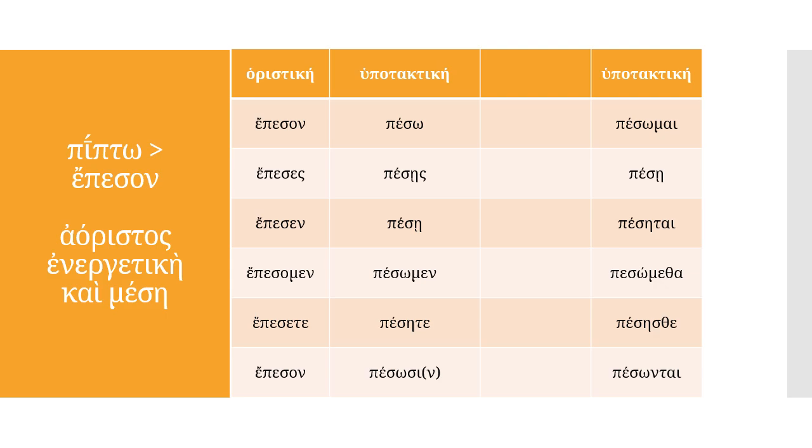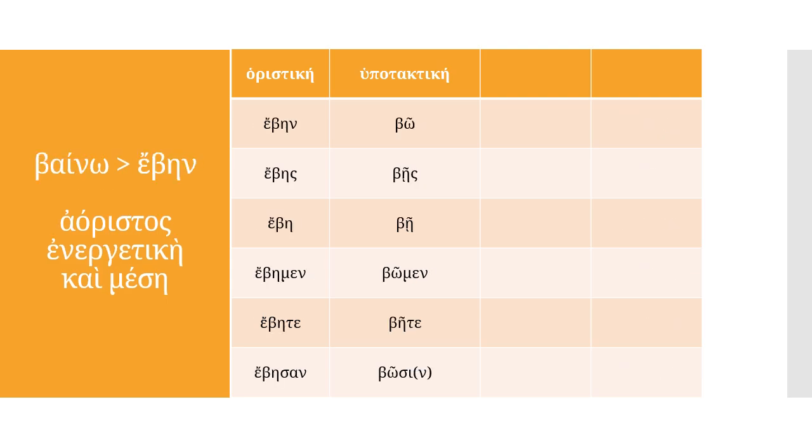When we come to a verb where the aoristos has a total stem change, pipto becomes epeson. Just as we keep the different stem and use primary endings, for example, epeson, epeses, epesen, epesomen, epesete, epesan, we keep the same aorist stem and we add those regular endings that we're now becoming very familiar with. Peso, peses, pese, pesomen, pesete, pesosin. And similarly in the middle, we use the primary endings. Pesomai, pese, pesetai, pesometha, pesesthe, pesontai.